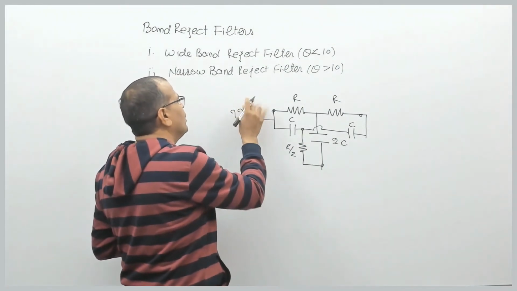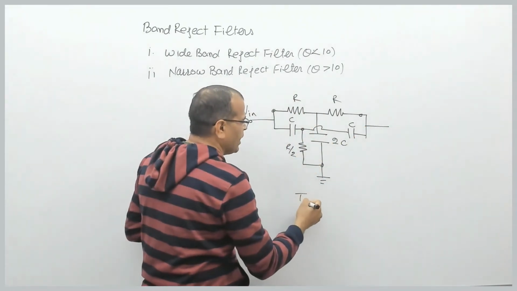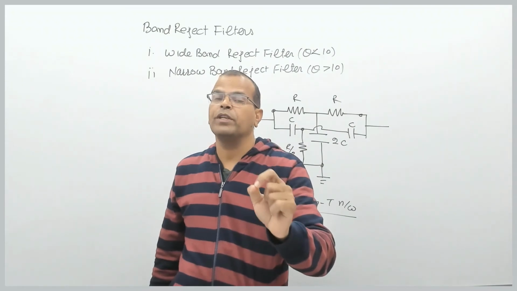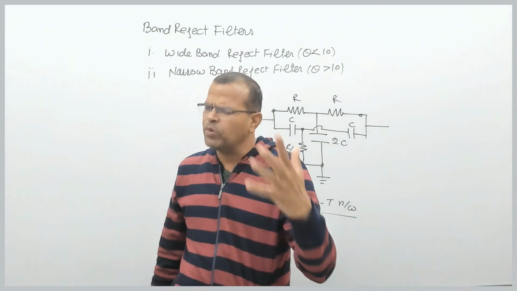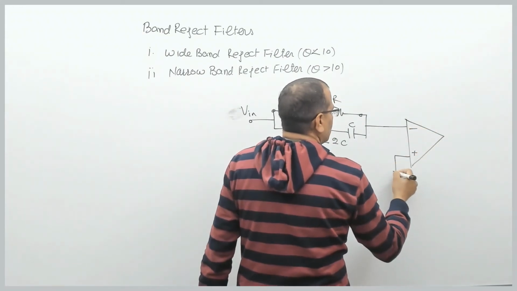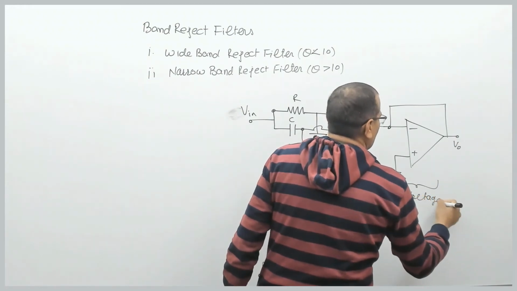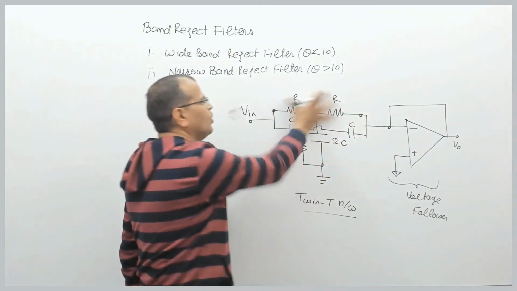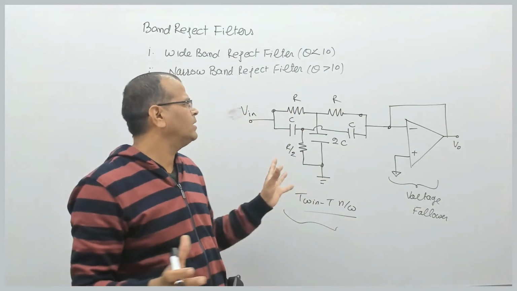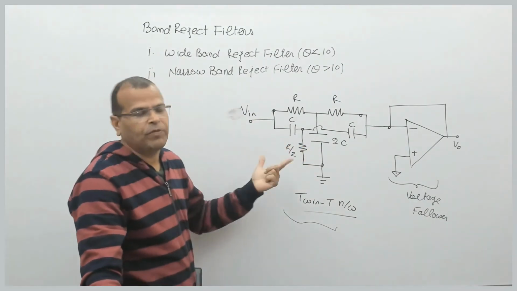Input is given to this terminal Vin, and this is grounded, and the output of this is called the twin T network. This network is a notch filter. Notch filter means it rejects a very narrow band of frequency, or almost one single frequency. The output of this filter is connected to a circuit called a voltage follower or unity gain amplifier. The output of the twin T filter and this combined is called a narrow band reject filter. You can analyze, but analysis is not required. Important is basically the circuit or the function performed by the circuit.